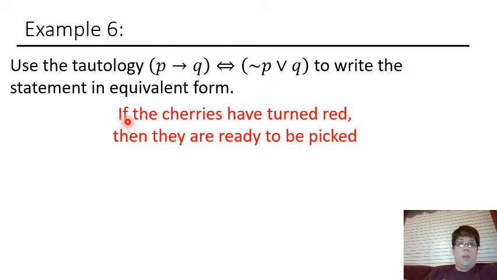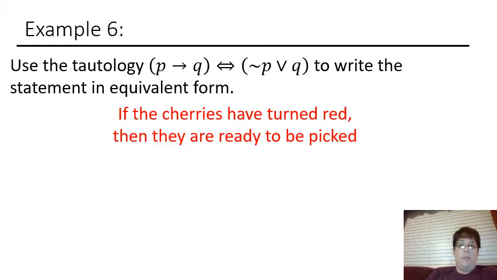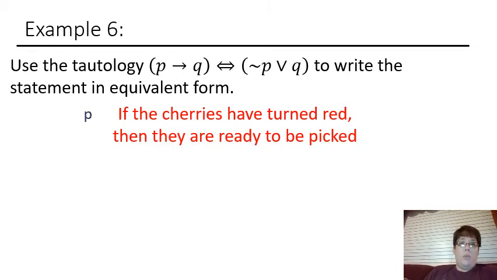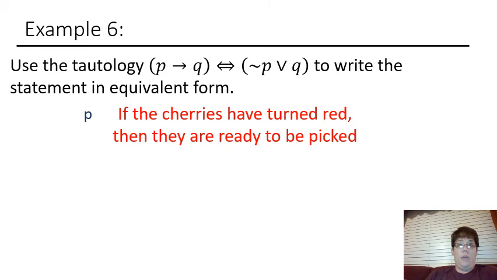So here's my statement. If the cherries have turned red, then they are ready to be picked. So P is going to be the cherries have turned red. Okay. Q is going to be they are ready to be picked. Now I need to do P implies Q. So there you have P implies Q.